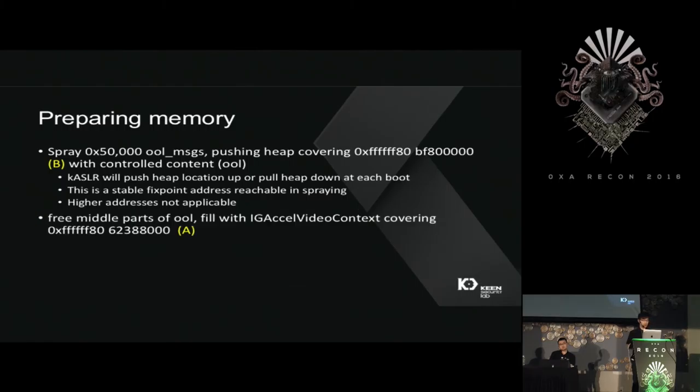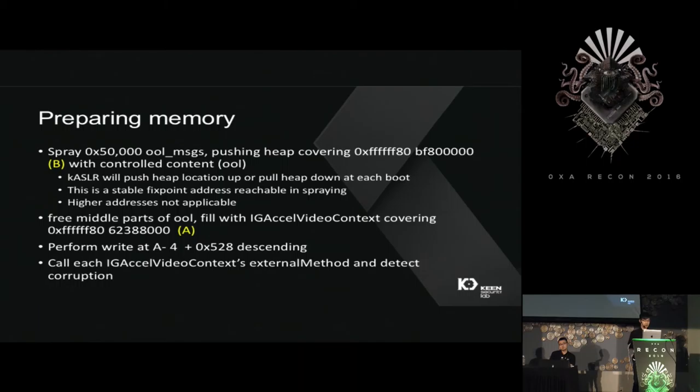And we will free a middle pass of the OOL message and fill it with the IGXL video context, whose size is also double page size. And we will cover another key address, which we name address A, 6238800. We will perform a write using the Blizzard vulnerability at the service pointer, and point it to an OOL message whose content we can control.